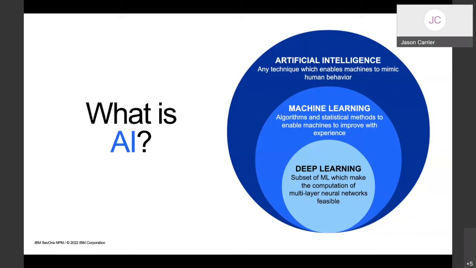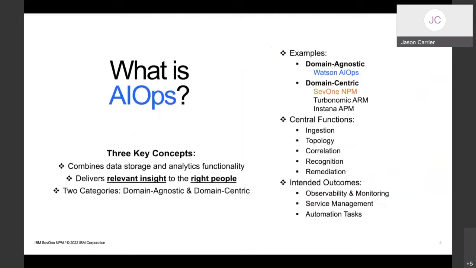And we're going to talk about some specific use cases that are already in the product that meet that definition. And when we get to deep learning, that's a subset of machine learning within this bigger AI bubble that really makes the computation of multi-layer neural networks more feasible. Now that does exist within the world in some use cases, but I wouldn't argue that that's where we're at today in the SevOne product. But I think the definitions help give us a general concept of what we're talking about here. So with that, I think we move to the next one.